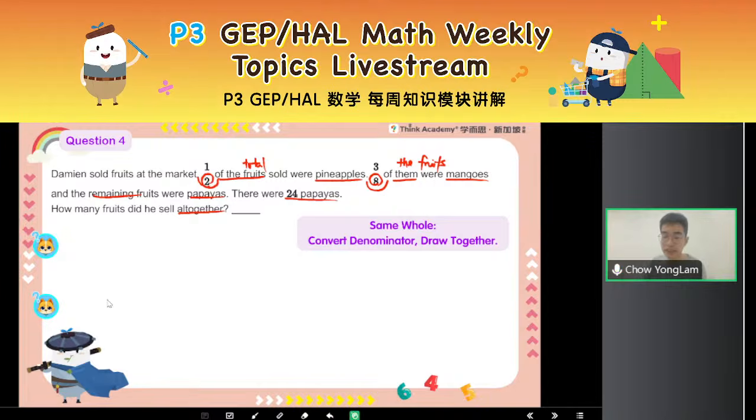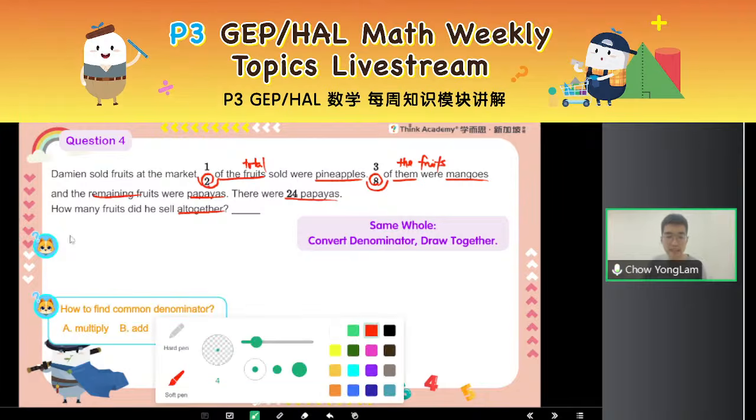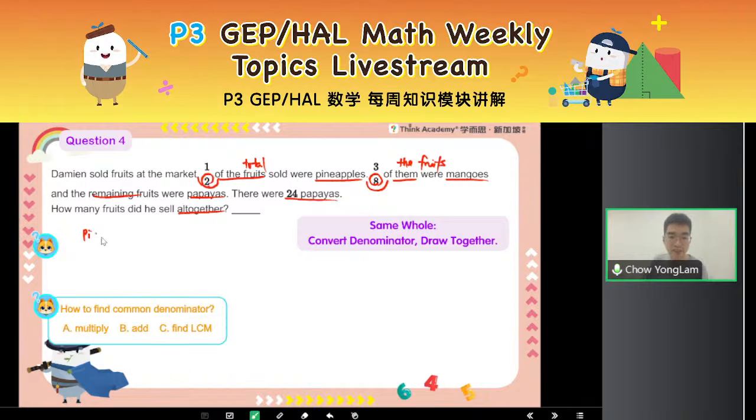Meaning we need to choose the denominator wisely. Our pineapples, there are 1/2 of them. Our mangoes, there are 3/8 of them. What denominator should I choose? Or in other words, which way should I use to choose the denominator? Should I just blindly multiply? Should I just add? Or should I find a lowest common multiple? That's right. We try to find a lowest common multiple. What does that mean?